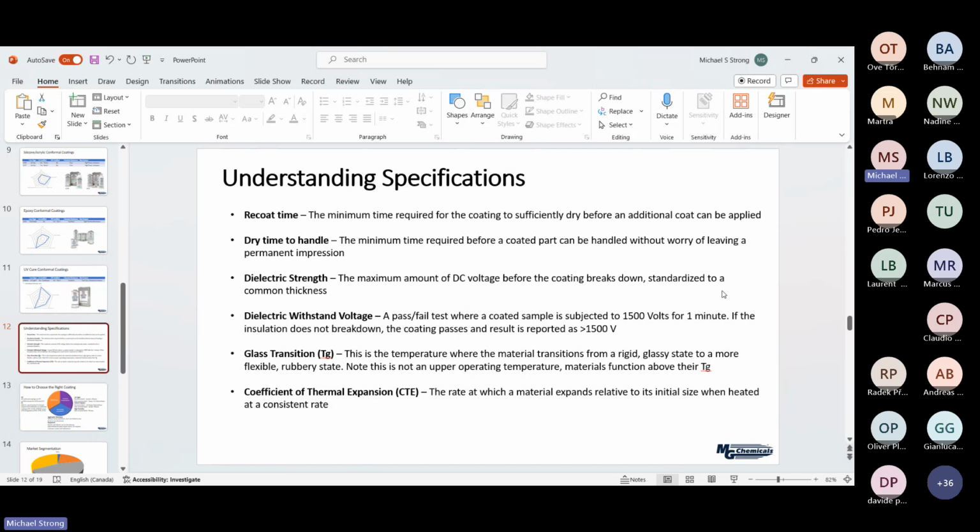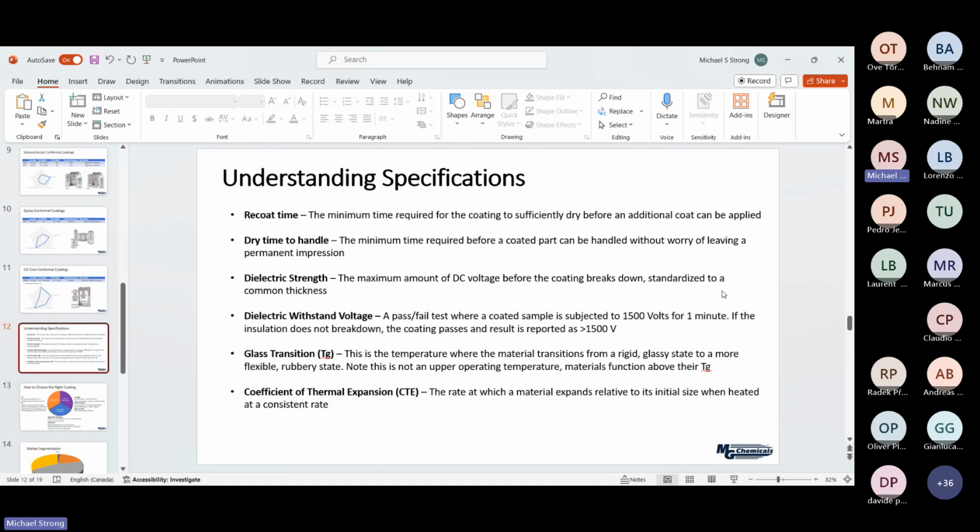Dry time to handle is basically the minimum time before you can handle a part without leaving any kind of tack or a permanent impression. Sometimes this is known as tack-free time, but we list it as dry time to handle.